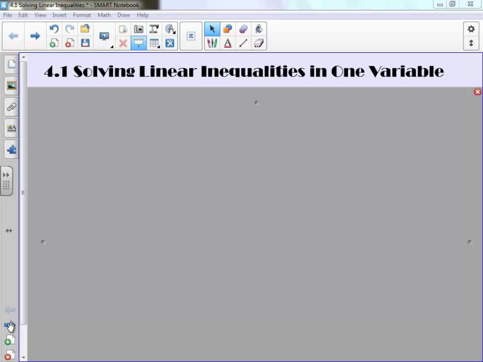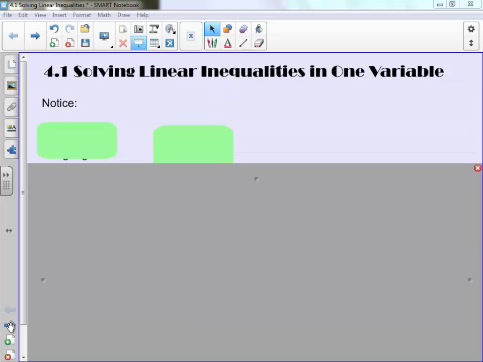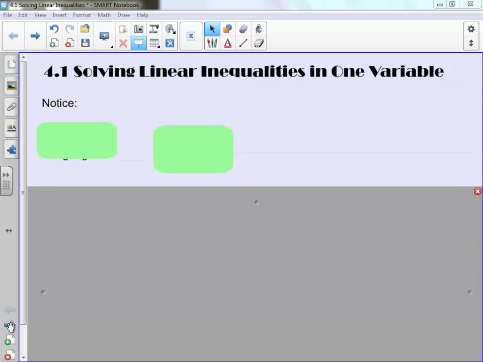Section 4.1, solving linear inequalities in one variable. So first thing, notice 3 is less than 7. That's a true statement, we all can agree on that. What about if we added something to both sides? For example, if we add 2 to both sides. Well, we'll still get 5 is less than 9. Still a true statement.